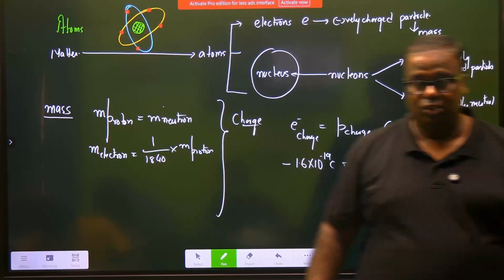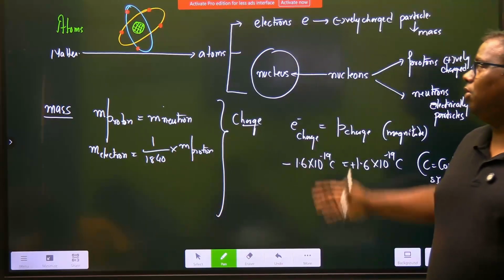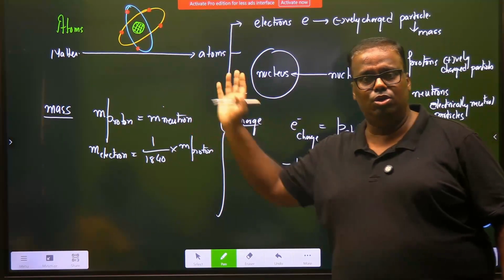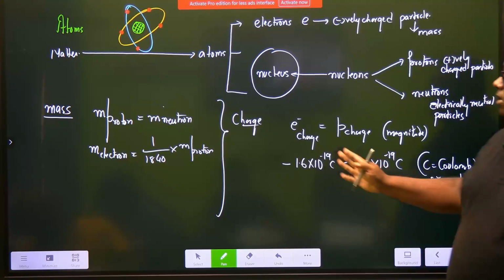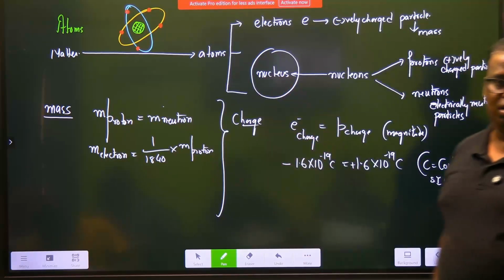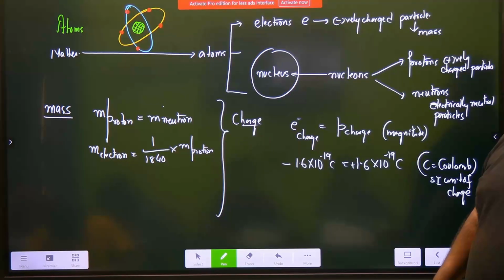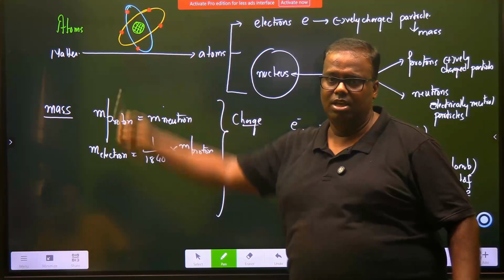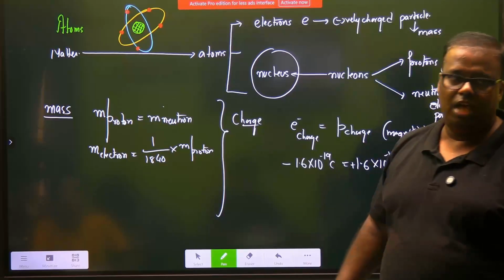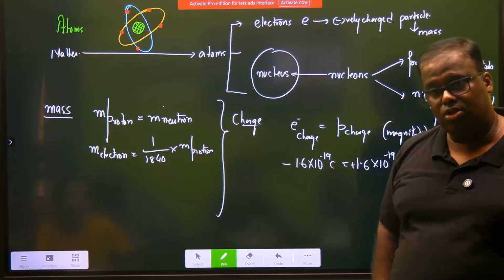ठीक है? तो हमने क्या सीखा इस स्लाइड में? That all matter fundamentally comes down to atoms. In an atom, when you go inside subatomic level, you get a particle which is called nucleus. That is the central core of the atom. This one, damn heavy, consists of nucleons. And what are nucleons? Neutrons and protons.